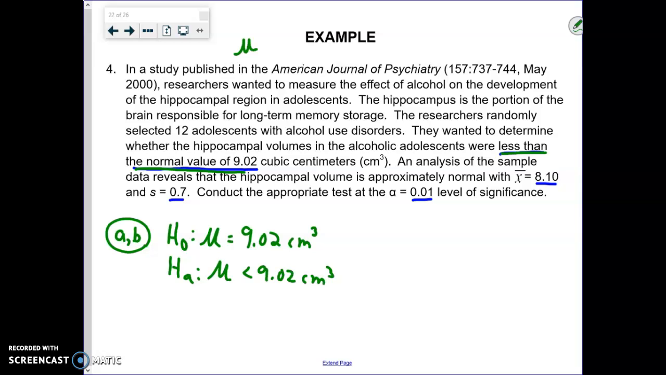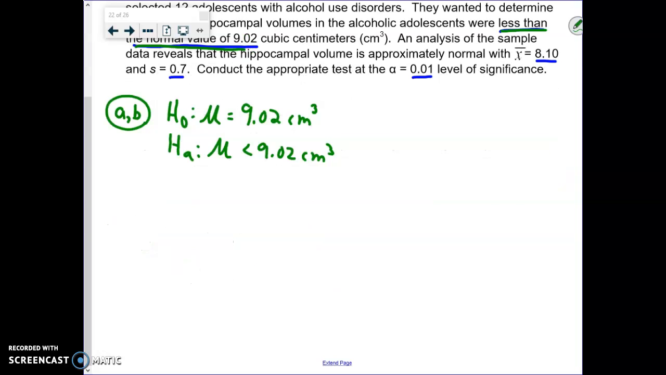All right. Now, C says, ladies and gentlemen, go ahead and figure out what your significance level was. Well, it was just stated right here, ladies and gentlemen. Our significance level, our alpha, is 0.01. Again, if it's not given, we assume it to be 0.05.